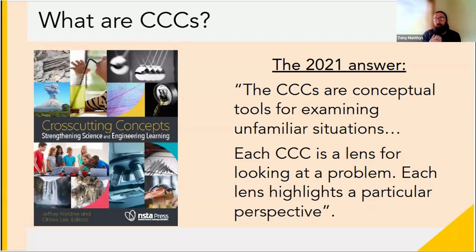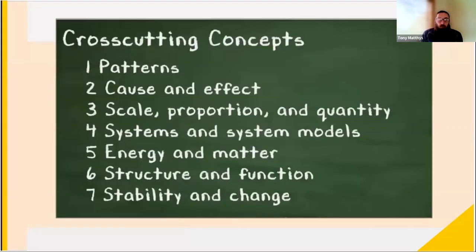If the only tool you have is a hammer, all the world's a nail. So that's why it's really important that we introduce all these different CCCs to students and give them the tools they need to be dynamic, creative problem solvers. So there's 7 cross-cutting concepts in the Next Generation Science Standards: patterns, cause and effect, scale, proportion, and quantity, systems and system models, energy and matter.